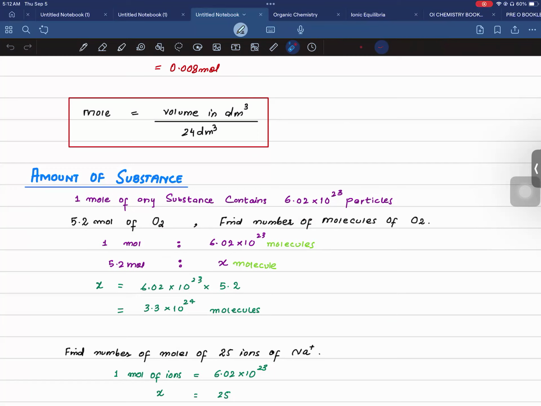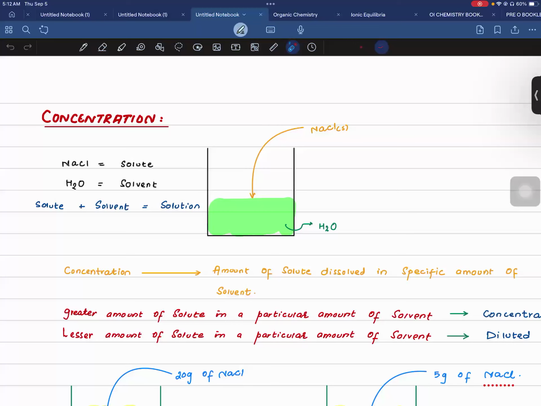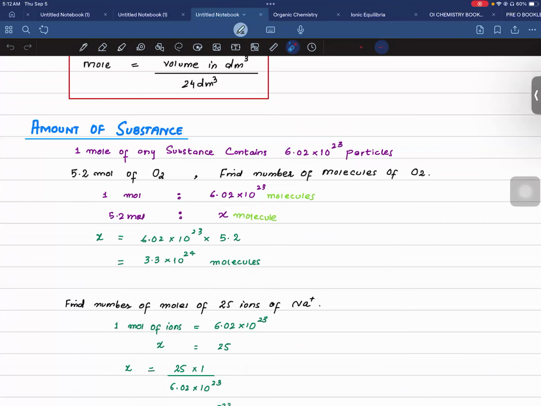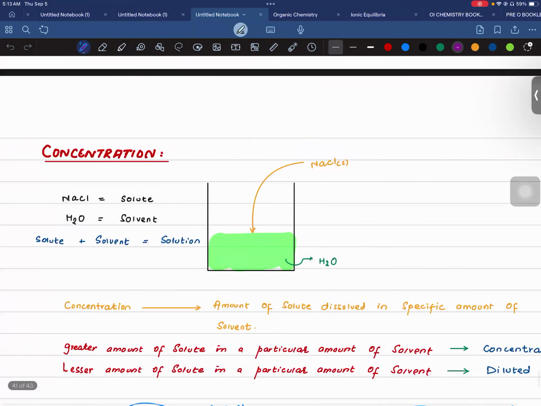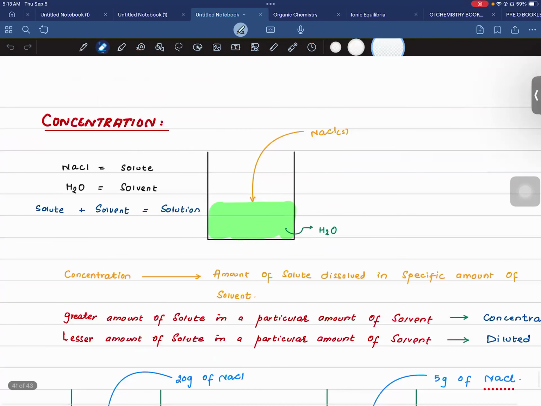So the question is, if we have 5.2 moles of oxygen, how many molecules of oxygen would I be having? So you would be cross multiplying. Do you remember these things that we did in the last class? Am I right? Yes, yes. So in today's lecture, we are going to discuss concentration.